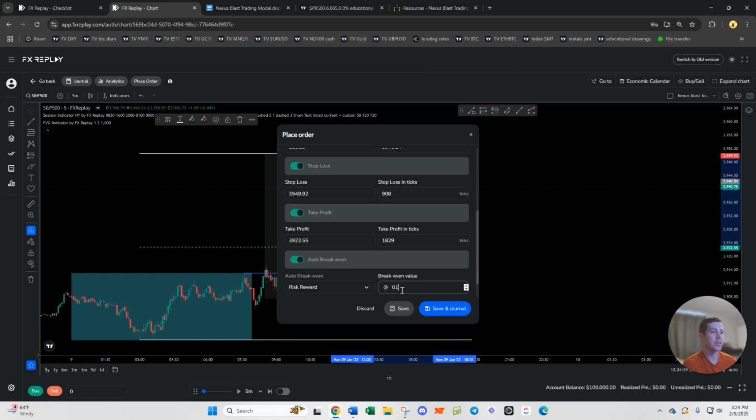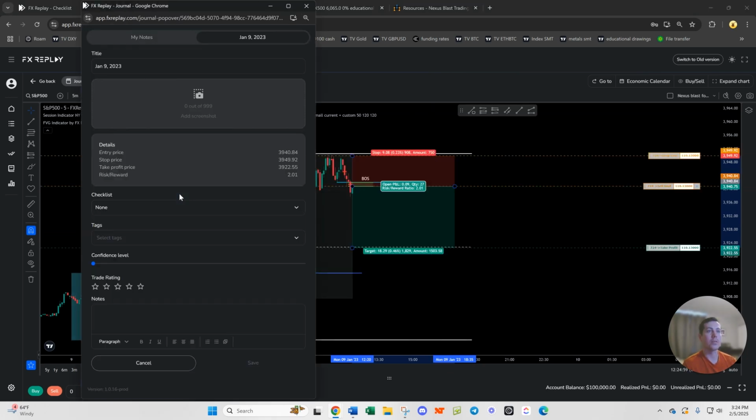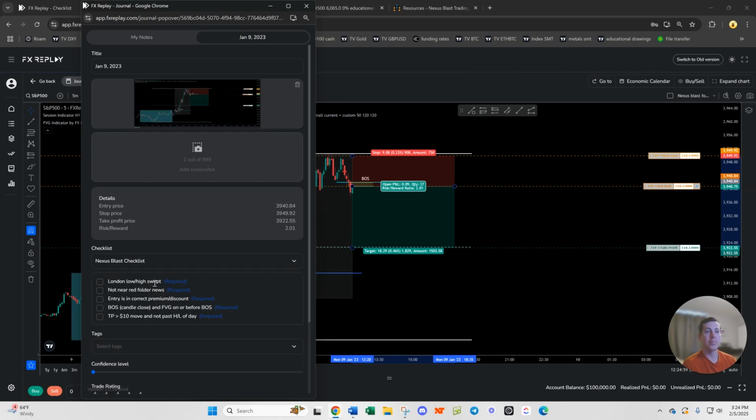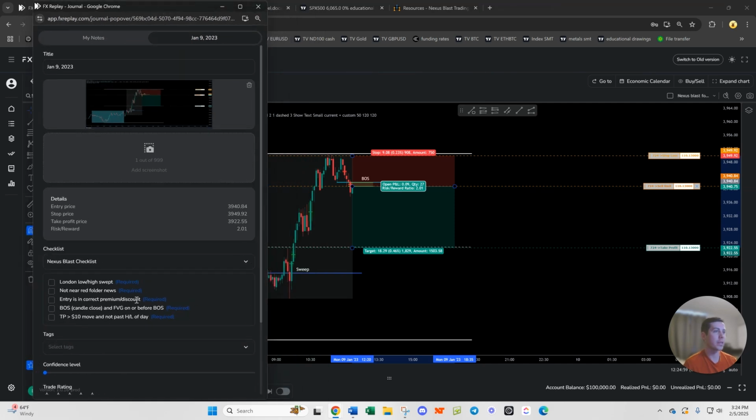If you click this save in journal button, it pops up this cool dialog that allows you to take a screenshot of the trade setup and then also pull up your checklist, and you can run through, does this actually meet all the criteria for this trade to be valid? Otherwise, maybe I shouldn't take this trade. So we have our sweep of the London high or low. There's no red folder news. We are in premium for a short, so we're in the right zone for the trade.